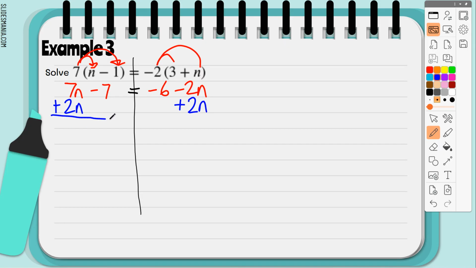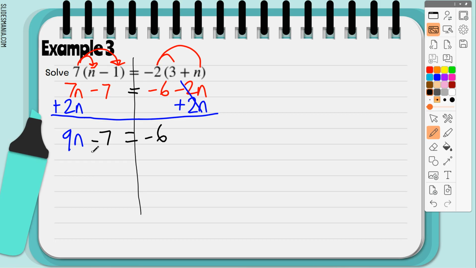You cannot add it to the -7, those are not like terms, you can only add or subtract like terms. 7 plus 2 is 9. This crosses out. And now we're going to bring down the -7 and the -6.